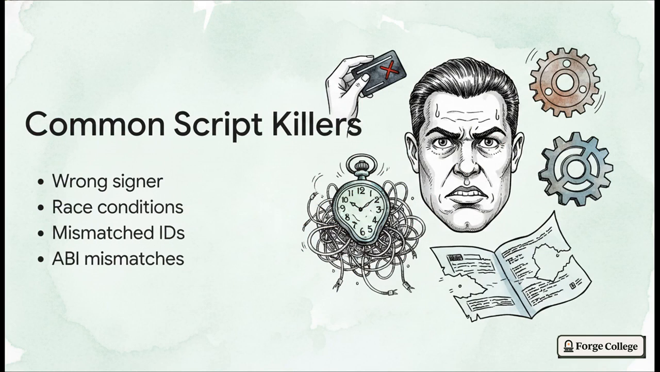Number 1, the wrong signer. You're trying to grant a role, but you completely forgot to connect the account that actually has admin rights. Number 2, race conditions, like we just talked about. You forgot to await your transaction receipt. Number 3 is mismatched role identifiers, maybe a tiny typo in your string before hashing it. And number 4, ABI or address mismatches, meaning the translation manual between your script and the contract is totally flawed.